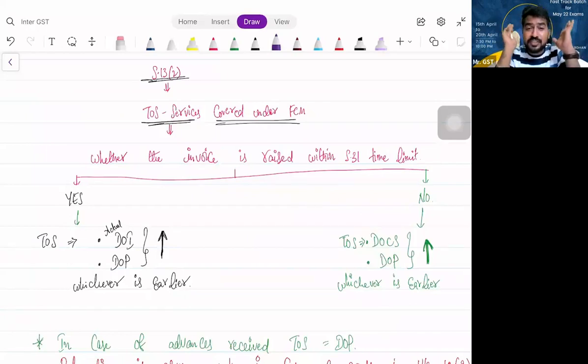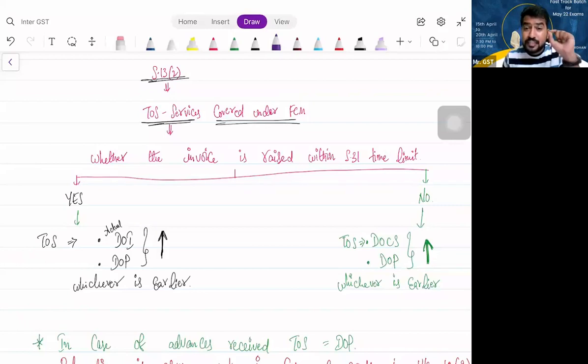13 subsection 2. Forward charge. Time of supply for services, general. Services. Right? Shall we proceed? Now, when you want to know what is the time of supply for services covered under general rule 13 subsection 2, first the law will ask you one basic question. What is that basic question?